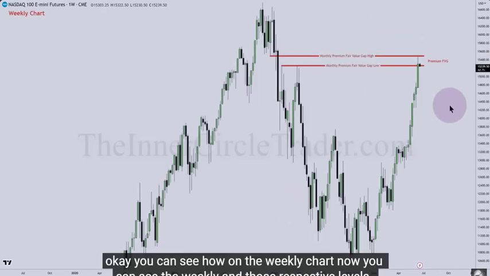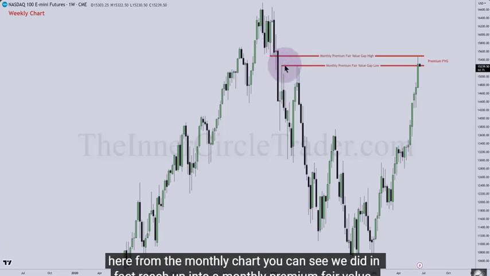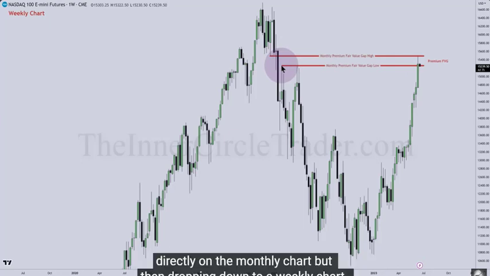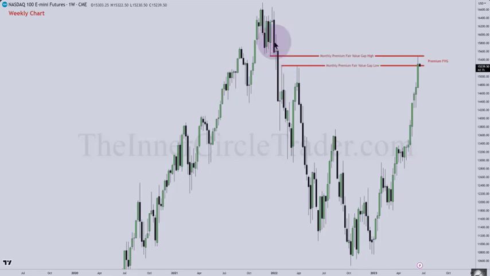Okay, you can see how on the weekly chart now you can see the weekly and those respective levels here from the monthly chart. You can see we did in fact reach up into a monthly premium fair value gap. The high of that fair value gap is here, and the low of the fair value gap is there.